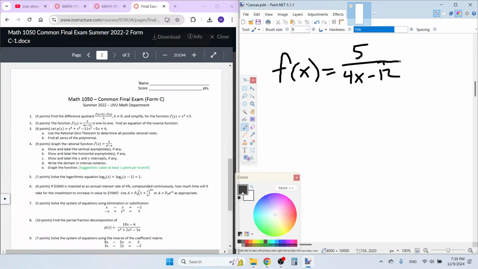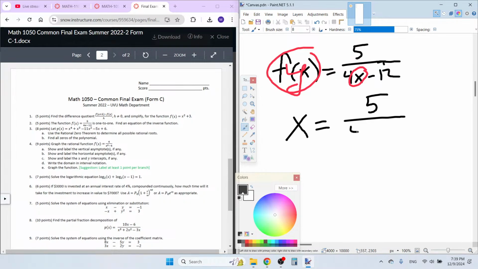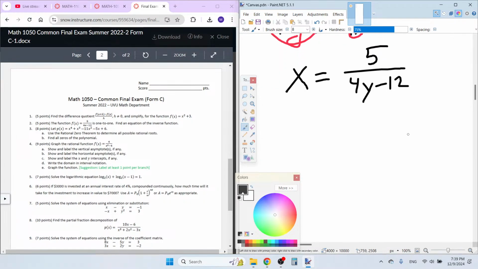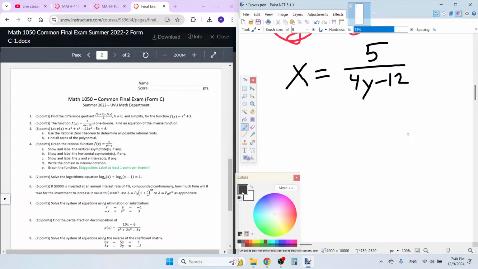The way to find an inverse function is you're going to take this y here, and the x, and you're going to switch them. Every x turns into a y, every y turns into an x, and then you just solve for y. So x equals 5 over 4y minus 12. We want to solve for y. The best way to do that is going to be to multiply by the denominator.